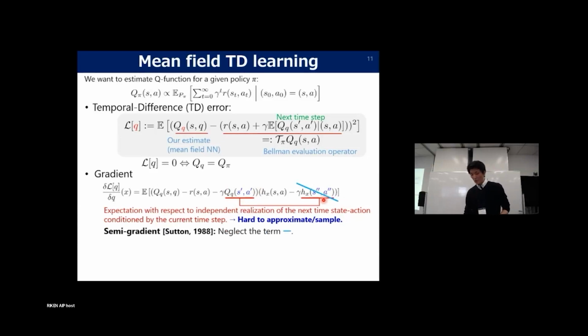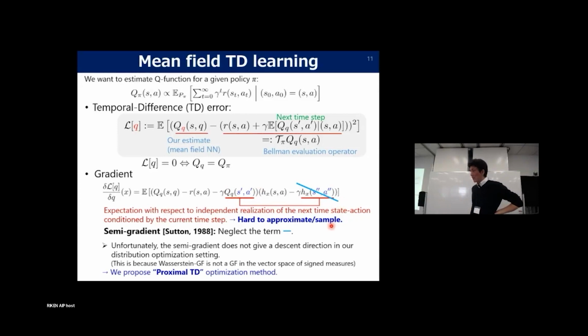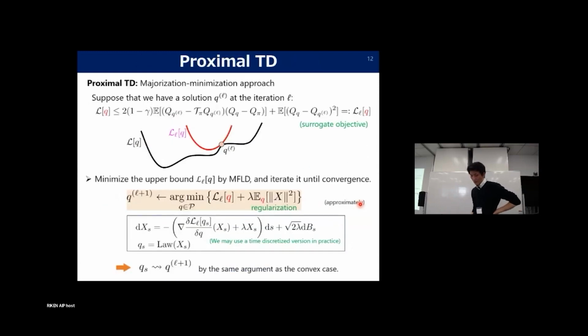So people usually consider neglecting this term. Then we can calculate this expectation by using stochastic approximation, stochastic gradient descent or online learning. If we neglect this one, it is called semi-gradient. If this is a linear model, you can use the semi-gradient and show convergence under some assumptions. However, in our case, in distribution optimization settings, we are using the mean field Langevin dynamics to optimize the objective. So we don't have a guarantee of the descent direction obtained by this semi-gradient. So we need another strategy.